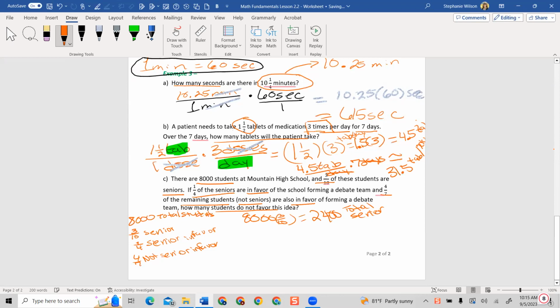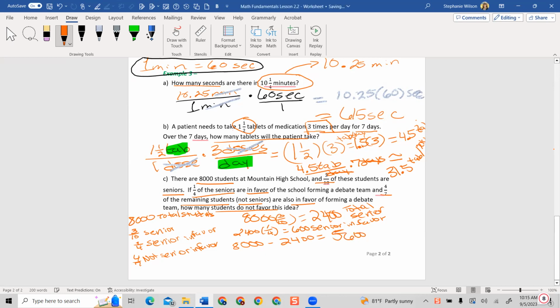All right. Now I know how many are seniors. Let's take that 2,400 and multiply it by that 1/4 to determine how many of them are in favor. So we have 1 times that 2,400, which is 2,400 divided by 4 gives me 600. So these are the seniors that are in favor. All right. Now I want to know what was the remaining students. So I'm going to take that 8,000 minus that 2,400, right? And when I do that, that tells me the underclassmen, which is 5,600.